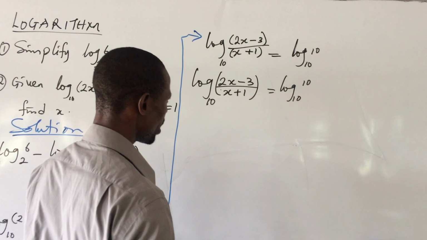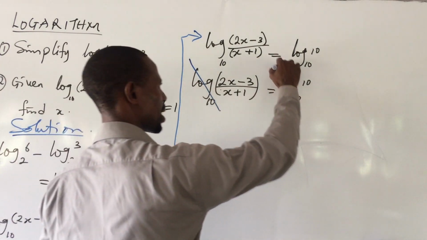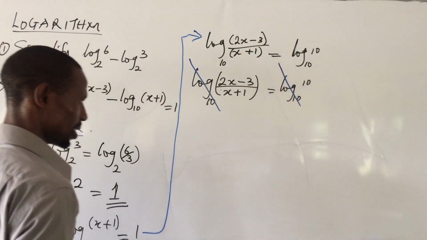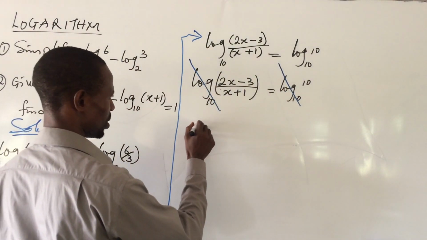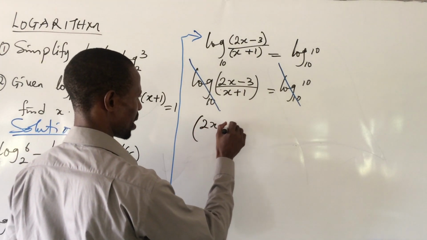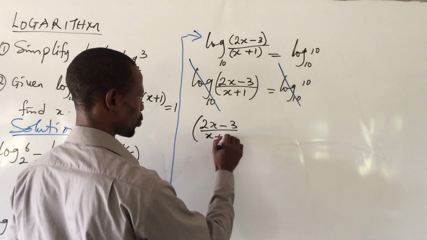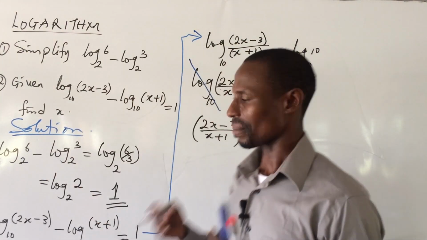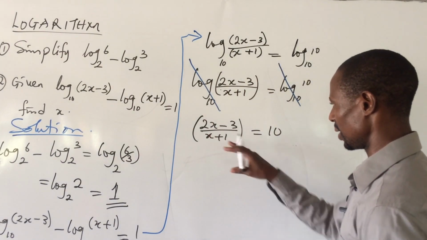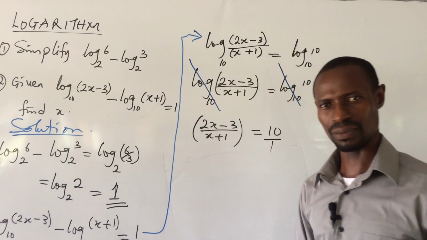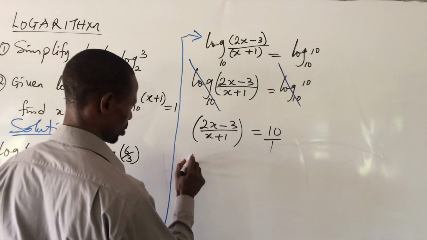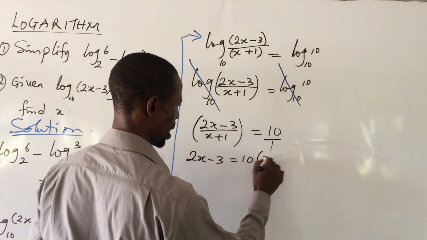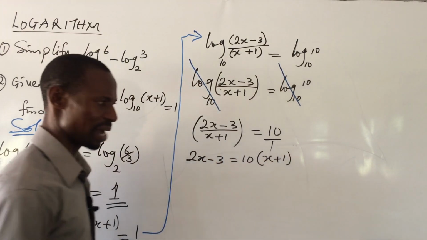Okay, so from here, we strike out the logs, and this takes care of this. Simple. So we can equate this to this other side. This automatically will give us (2x minus 3) over (x plus 1) equal to 10. Then we can go ahead and cross multiply, because this is all over an invisible 1. So if we do that, this will automatically give us 2x minus 3 equals 10 times (x plus 1).